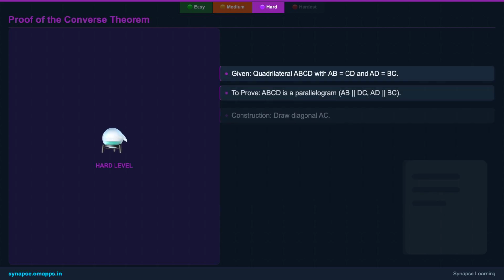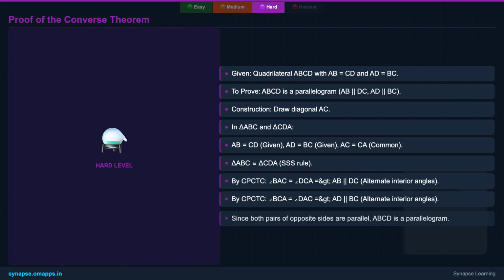Equally important is the proof of the converse. If the opposite sides of a quadrilateral are equal, then it is a parallelogram. Here, we start with a quadrilateral where opposite sides are given as equal. By drawing a diagonal, we form two triangles that are congruent by the SSS, side-side-side, rule.